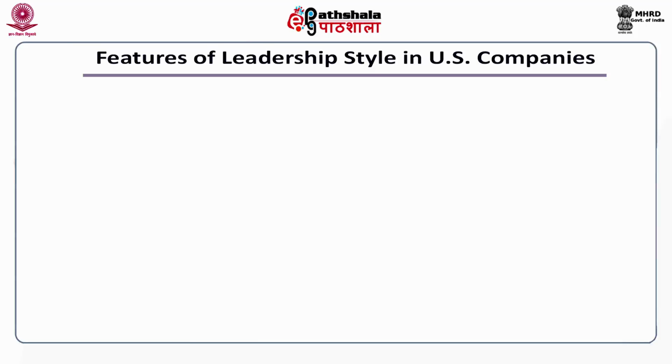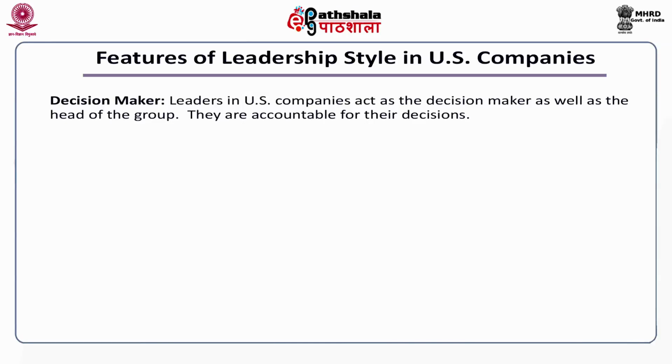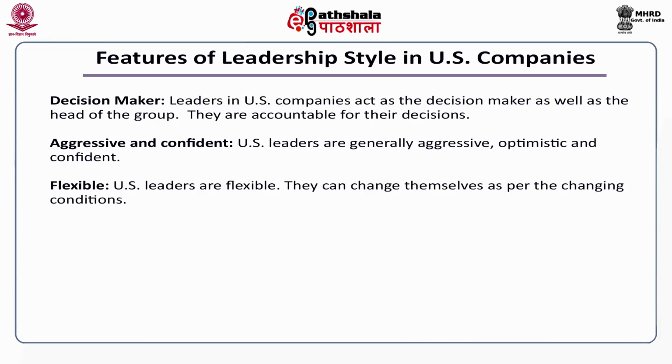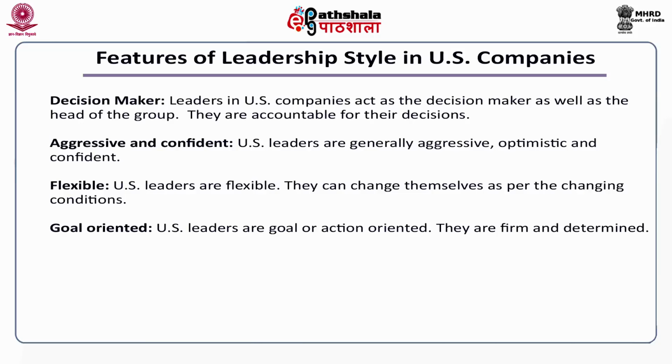Students, in US companies, the leaders exhibit very distinctive features. Firstly, decision maker. Leaders in US companies act as decision makers as the head of the group. They are accountable for their decisions. Aggressive and confident. US leaders are generally aggressive, optimistic and confident. Flexible. US leaders are flexible and they change as per the changing conditions. Goal oriented. US leaders are goal or action oriented. They are firm and determined.